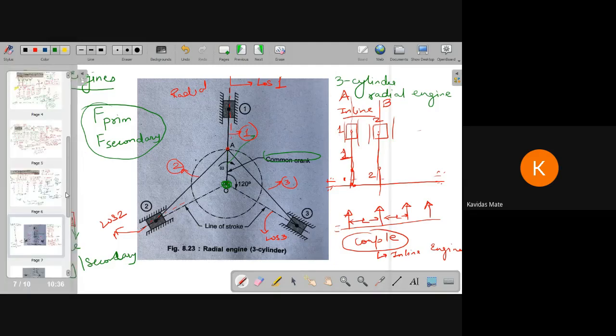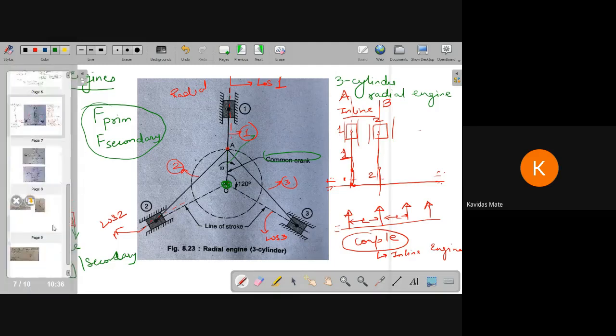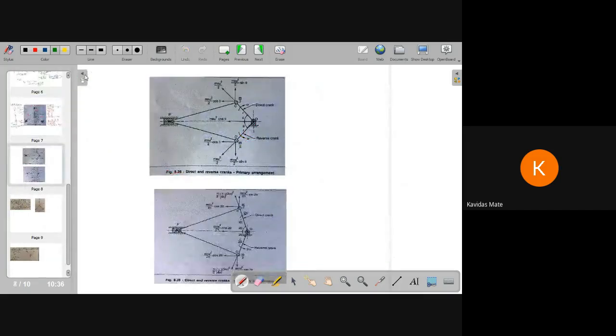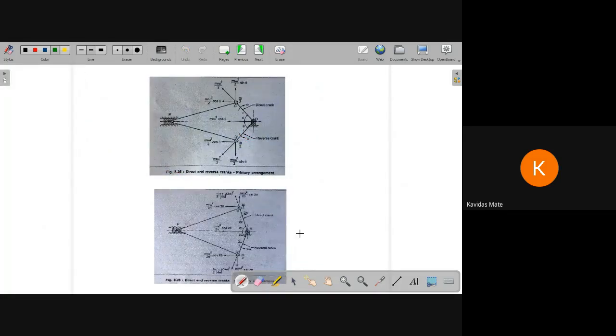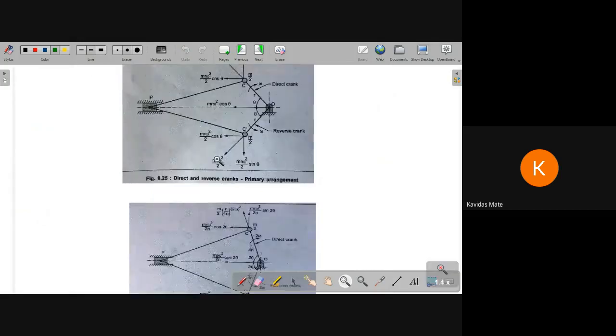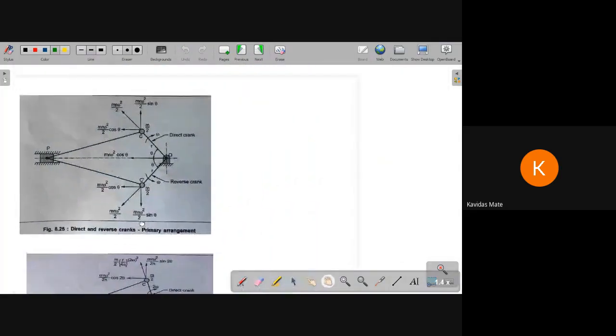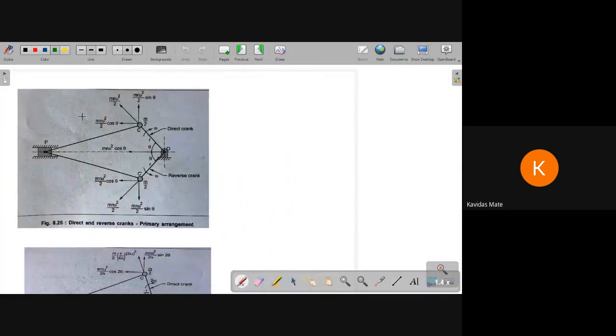Coming to the next topic, this is about radial engines. Now, when we talk about radial engines, we need to understand how to solve the problems of the radial engines. So basically, for radial engines, they have given a concept. Just try to understand that this is just a concept.